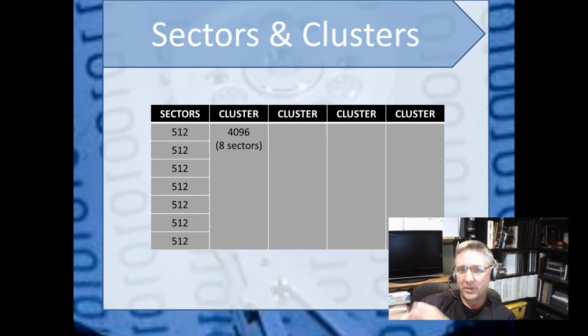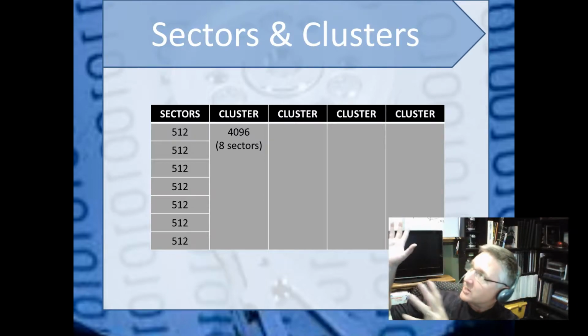Now, at that point, the cluster becomes the smallest allocated chunk on a hard drive. It's the smallest piece of real estate that a file can use when it's written to the hard drive, to the file system. Okay, so if you understand this, we can move on.